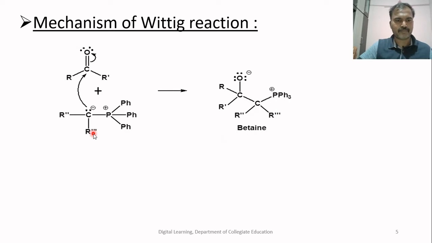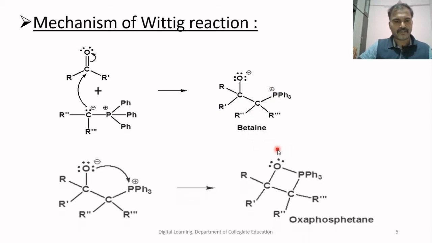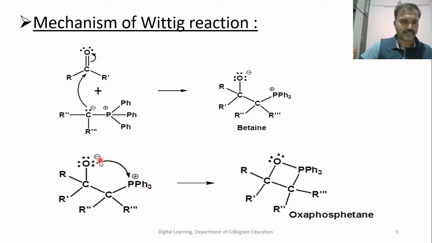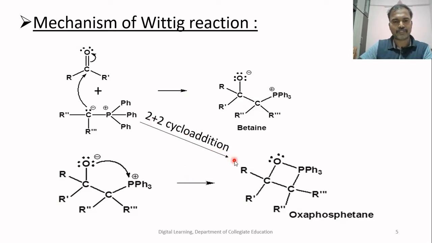In the first step, the nucleophilic carbon of the phosphonium ylide attacks the carbonyl carbon and displaces the pi-bonded electrons towards the oxygen atom. Thereby, it gives a species with a negative charge on oxygen and a positive charge on the phosphorus. This is what we call a betaine. Then the negatively charged oxygen attacks the positively charged phosphorus to give a four-membered ring. So, these two steps can be summarized as a 2 plus 2 cycloaddition.